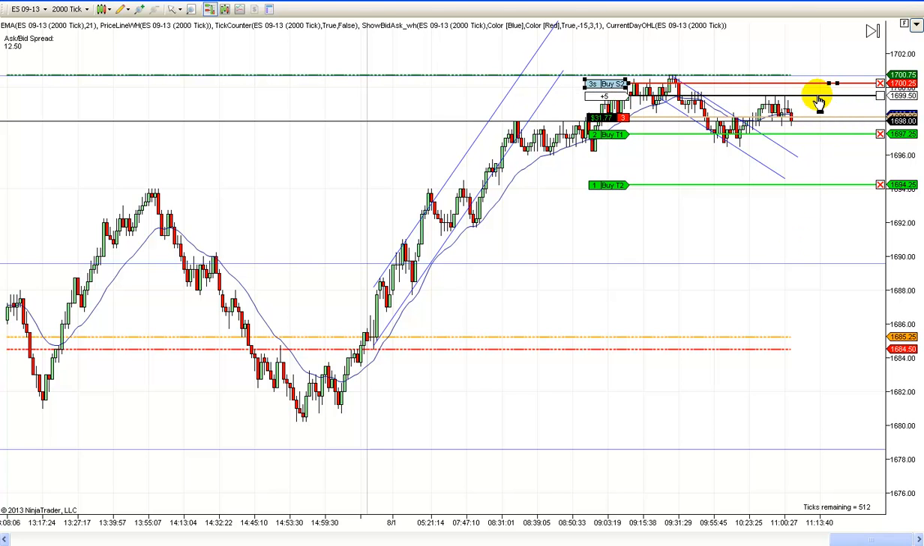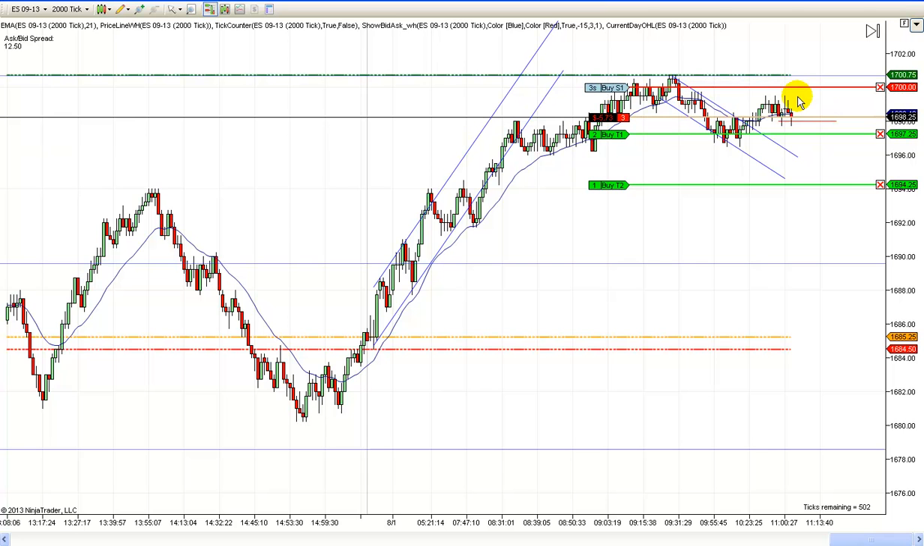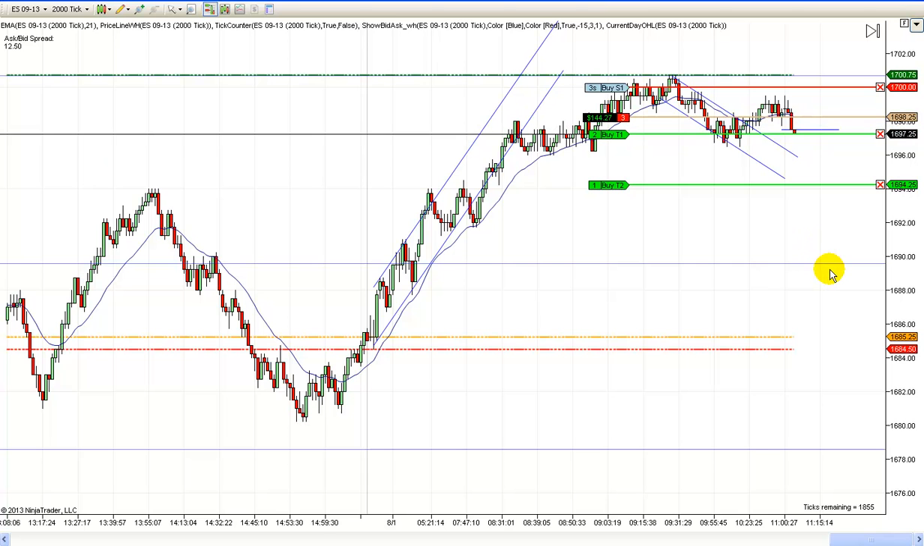Now our stop, we want to move it to 2 ticks, no more than 2 points. Mine always starts out at 2 points, but I tighten it 1 or 2 ticks above or below the signal bar. This is our signal bar right here, so I moved it 2 ticks above that, and here we go.